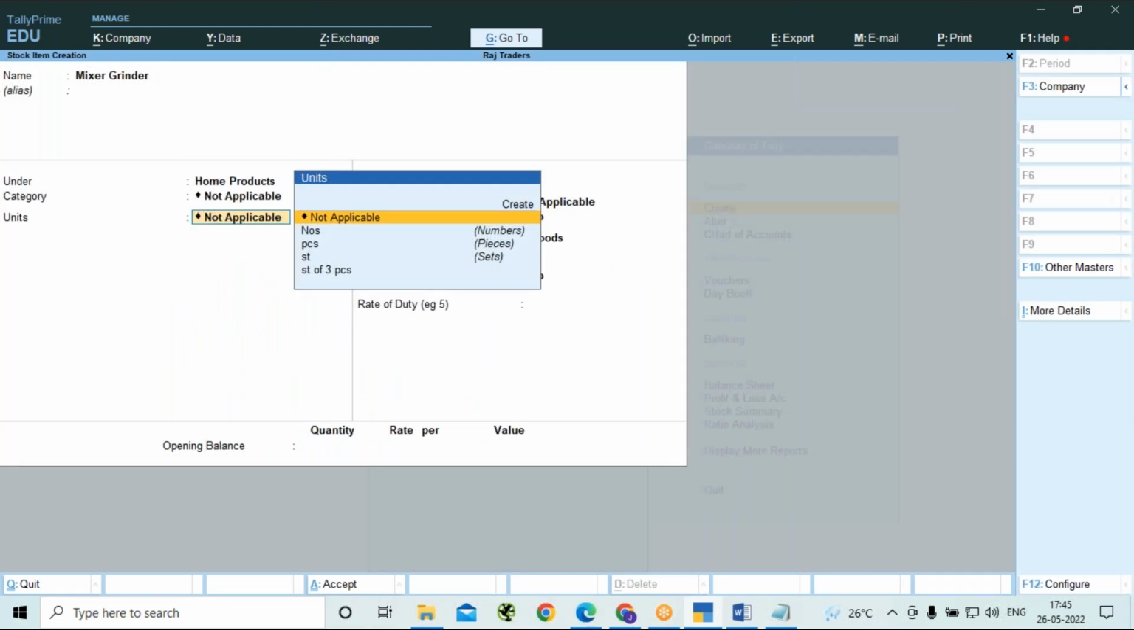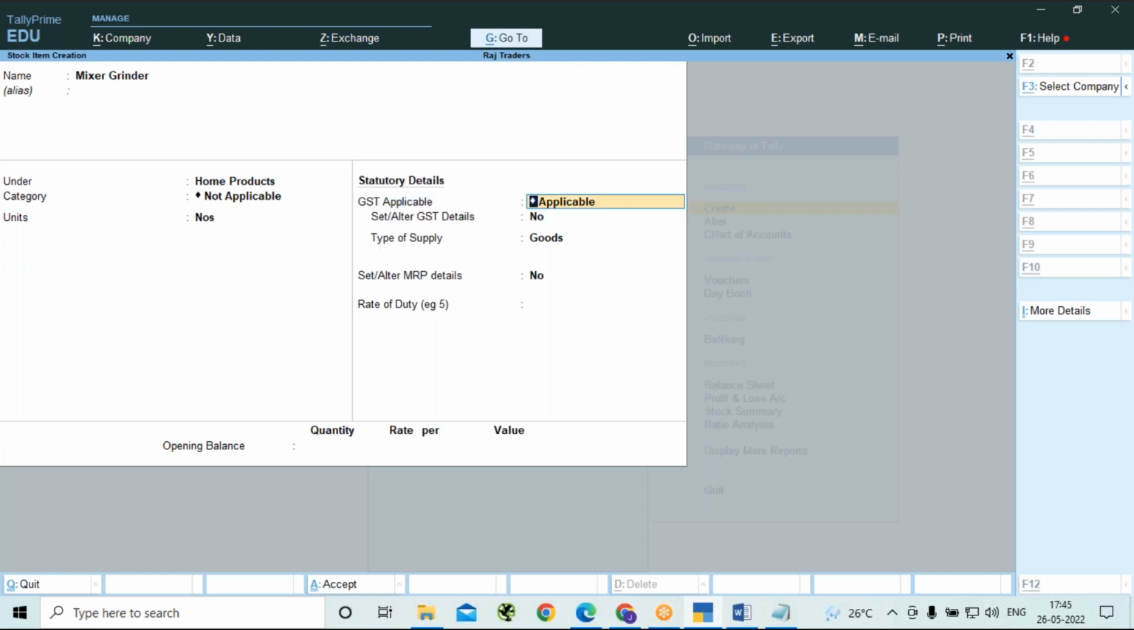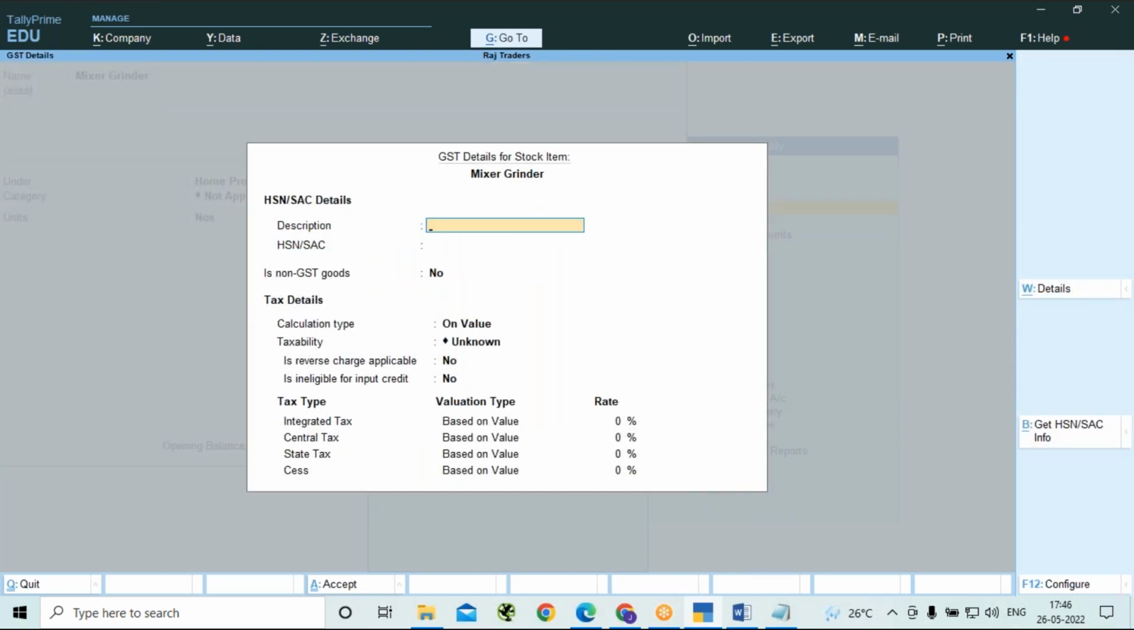Control A. Now, units of measure. For mixer grinder, what is the unit of measure applied? Is it numbers? Let me check. Yes, it is numbers. As I said, GST is also applicable on this, so let me make GST applicable as applicable. Then set or alter GST details as yes. Why do I enable that option? To provide the tax details, at what rate of tax it has to be calculated. For that reason, GST details has to be yes.